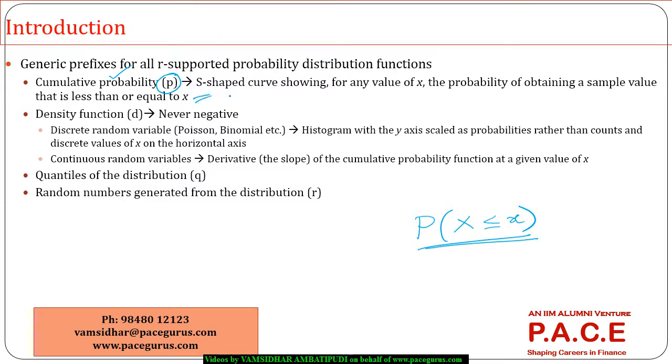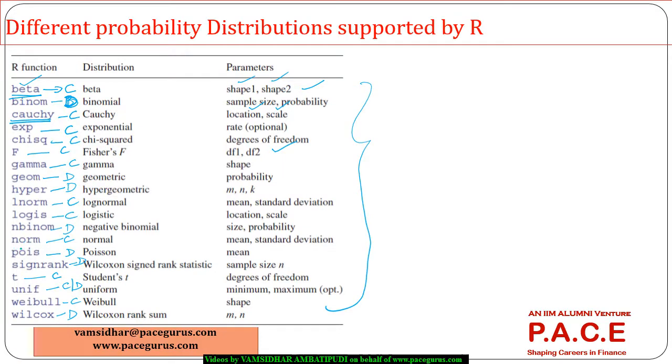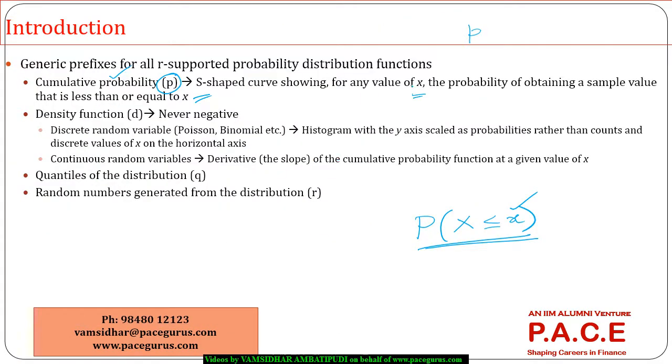Generally, you will find it as an S-shaped curve. So for any value of X, it talks about the probability of obtaining a sample value that is less than or equal to X. I'll try to find out for each value of X, what is the probability that I'll get a sample value less than or equal to X. That is what we get through the cumulative probability. So if for normal distribution, I want cumulative probability, I'll put a P, and for normal, it is norm. So I'll write it as pnorm.